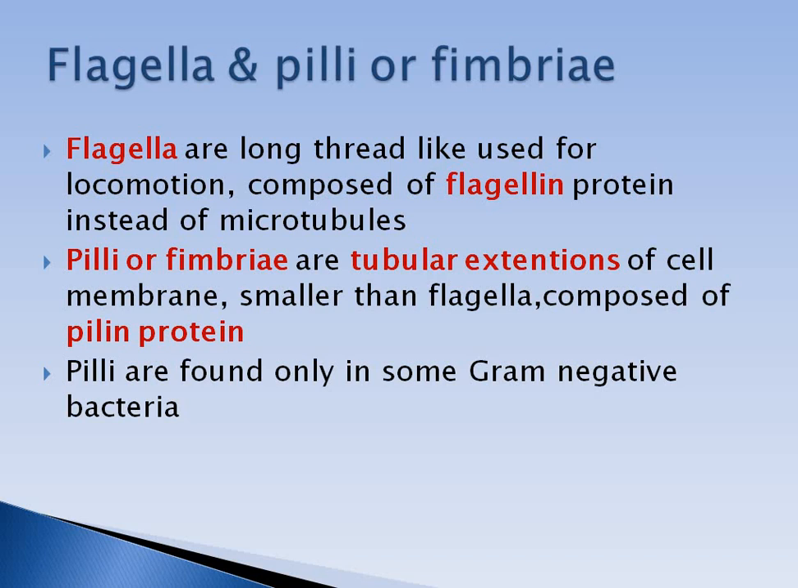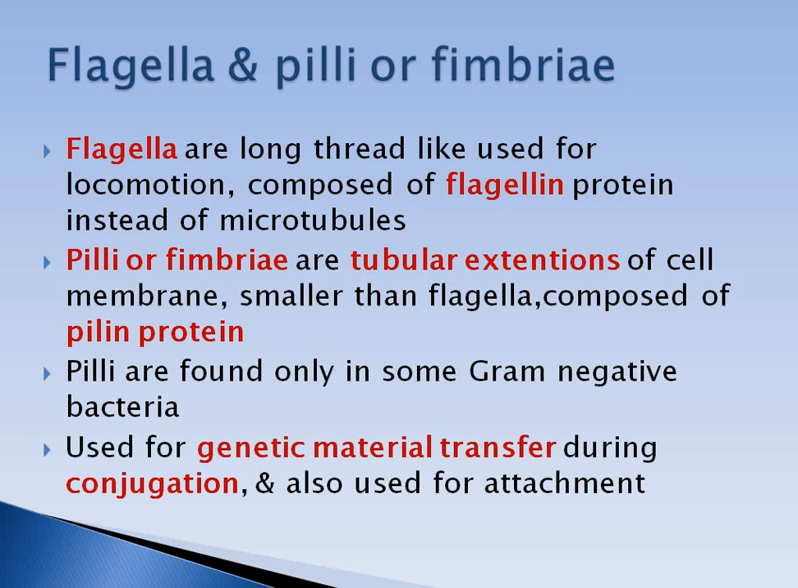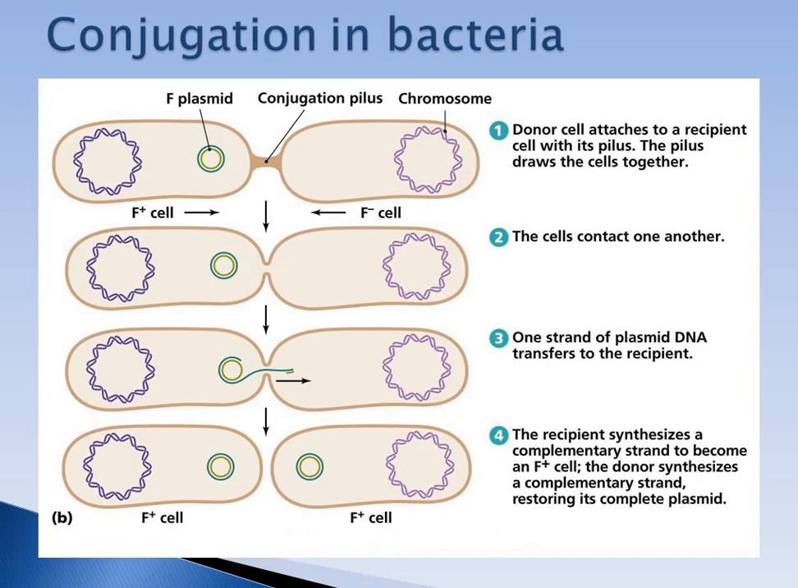Pili are present only in some gram-negative bacteria. Gram-negative and gram-positive are the two groups of bacteria classified on the basis of their staining. We will do that in the chapter of prokaryotes. And pili, as I told you, are used for attachment during a process of sexual reproduction that is called conjugation. Pili help in the attachment of two bacterial cells and make a cytoplasmic bridge. Through that bridge, genetic material is transported.